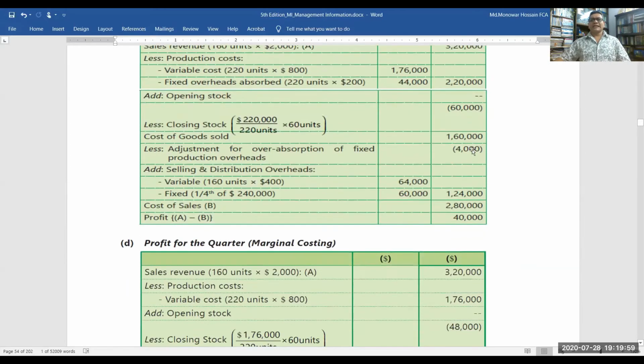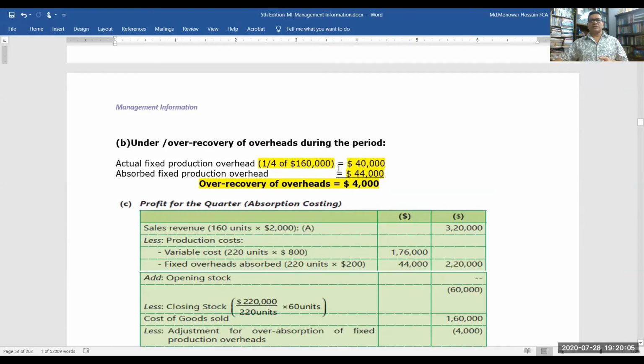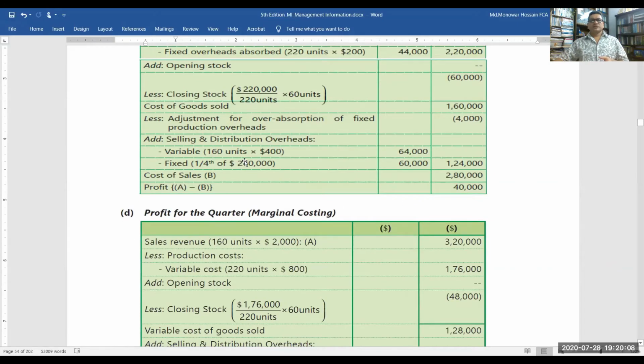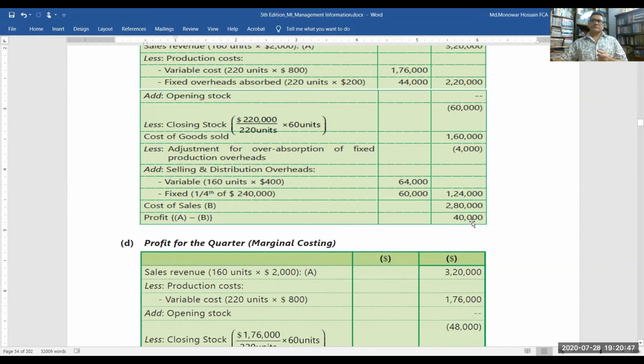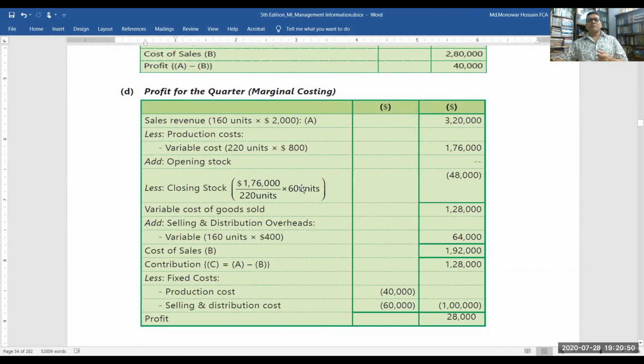So cost of goods sold is 1,60,000. Less the adjustment of over absorption, 4,000, which we calculated. Selling and distribution overhead: variable, 160 units at 400 per unit, is 64,000; fixed, 1/4 of 2,40,000, is 60,000. So we get 1,24,000, and the total cost is 2,80,000. So profit is 40,000.